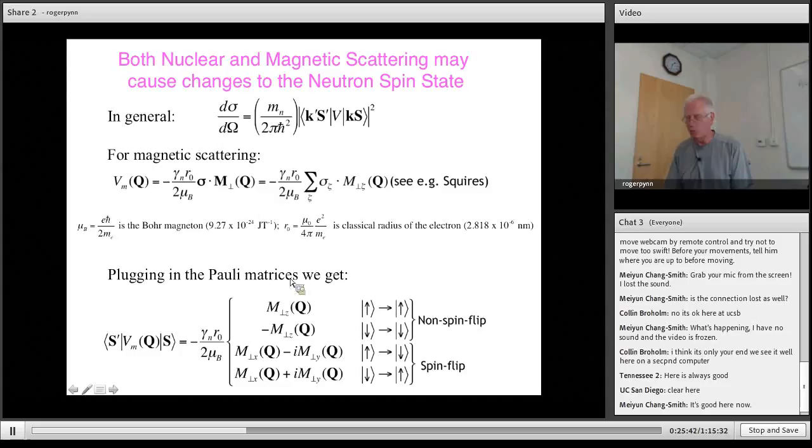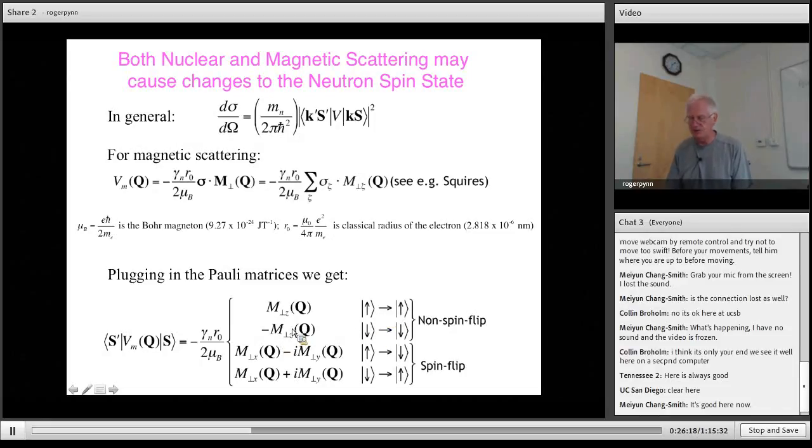And since it's got 1s on the diagonal, it's not going to change the spin state, because whatever the spin state is, if the spin state starts in the up state, this Pauli matrix multiplied by a spin in the up state is going to leave it in the up state. So this term, the one which has a Z on the M perpendicular here, is going to leave the neutron in the state which it started out in.